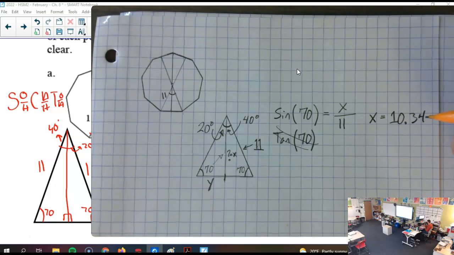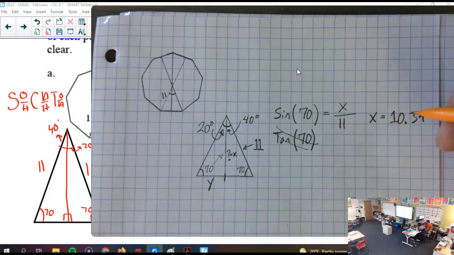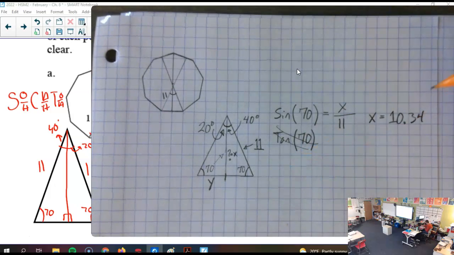Because if it's a 30-60-90... Is it? No, it's not. This is like a 20-70 or a 40-70. I don't think there's any special relationships. Y equals x over tan of 70 degrees. Or the square root of 11 squared minus 10.34 squared.